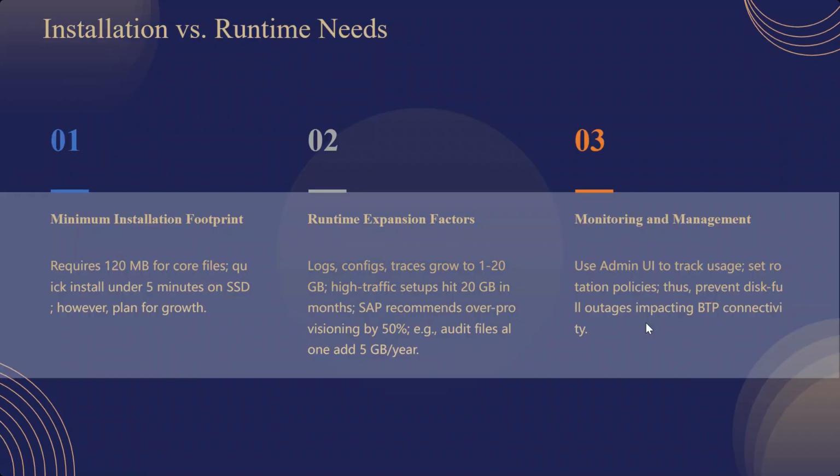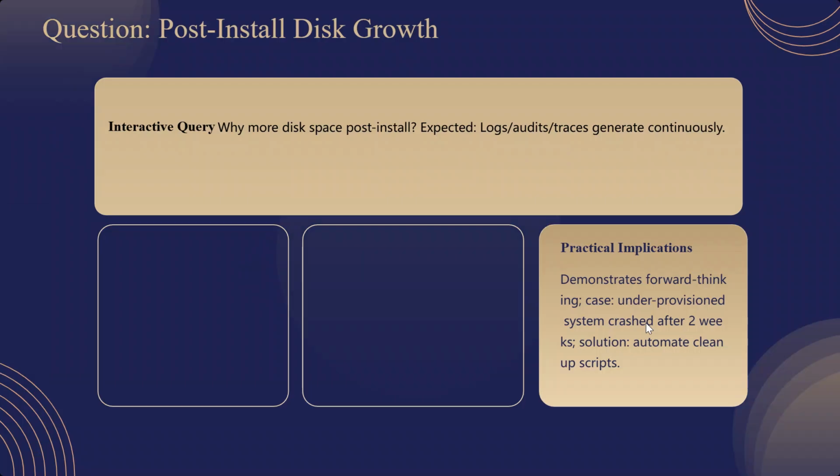Now let's talk about disk space. The minimum required is 120 megabytes for installation, but during runtime, logs and configuration files grow, so SAP recommends reserving 1 gigabyte to 20 gigabytes of disk space.